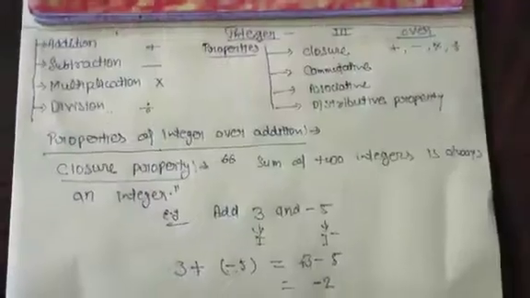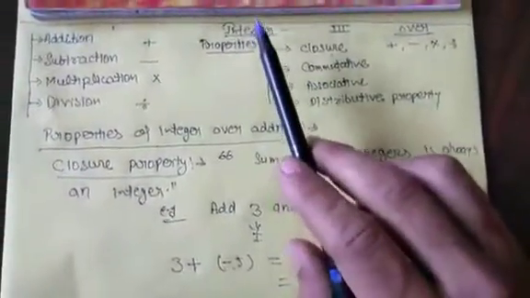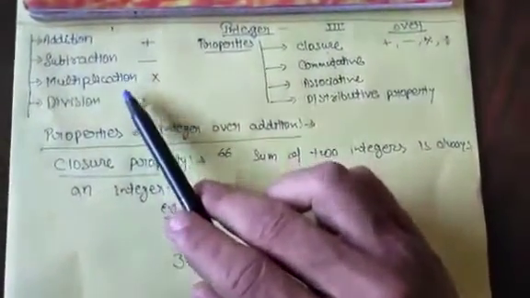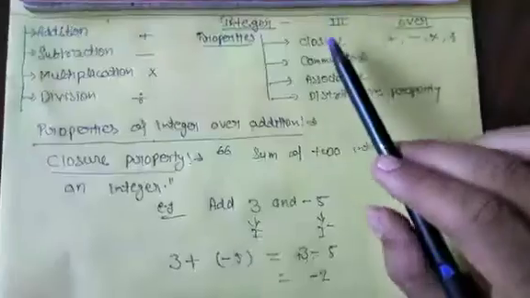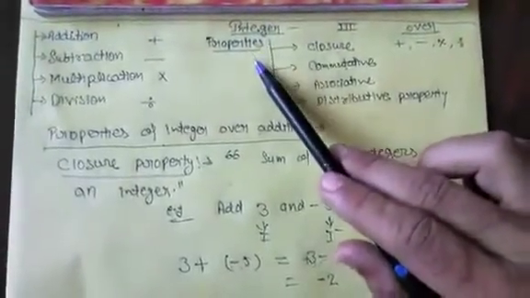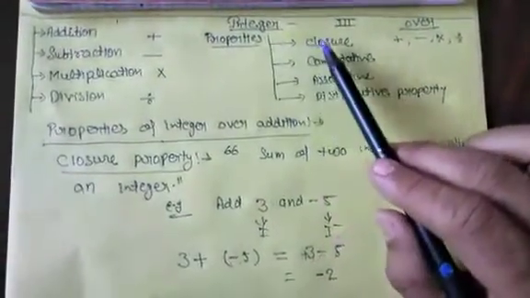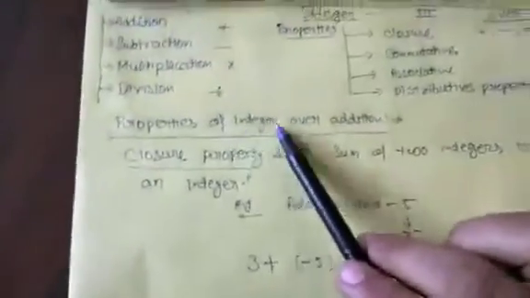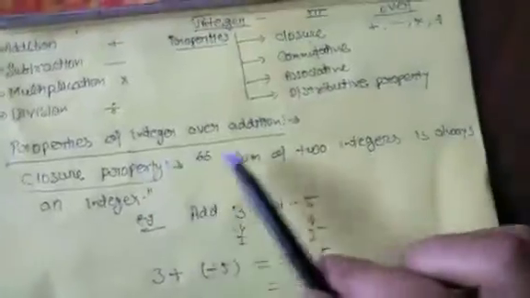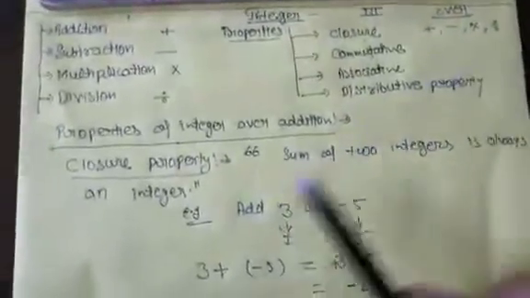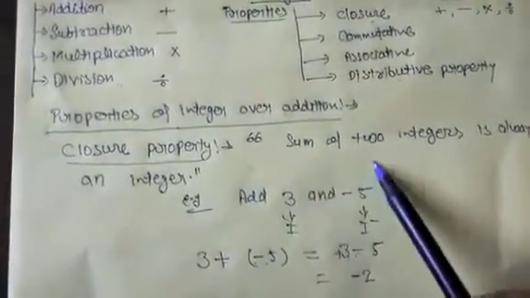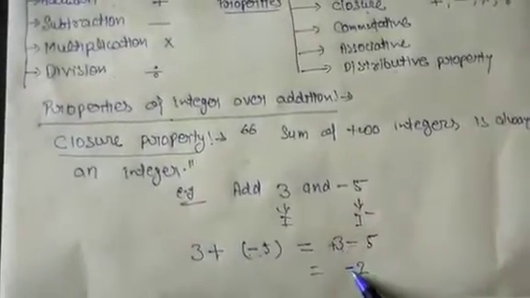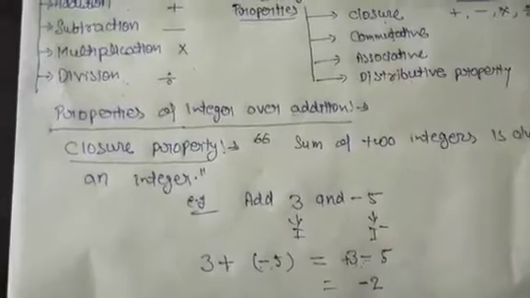I am repeating the concept again before continuing further. In integers we started today addition, subtraction, multiplication and division of integers. In that, before starting the addition, we started the properties that is closure, commutative, associative and distributive properties. Properties of integer over addition will be closure property, that is sum of two integers is always an integer. If we add 3 and minus 5, we get 3 plus minus 5, which will give us minus 2, as I told you. So now further we can continue.